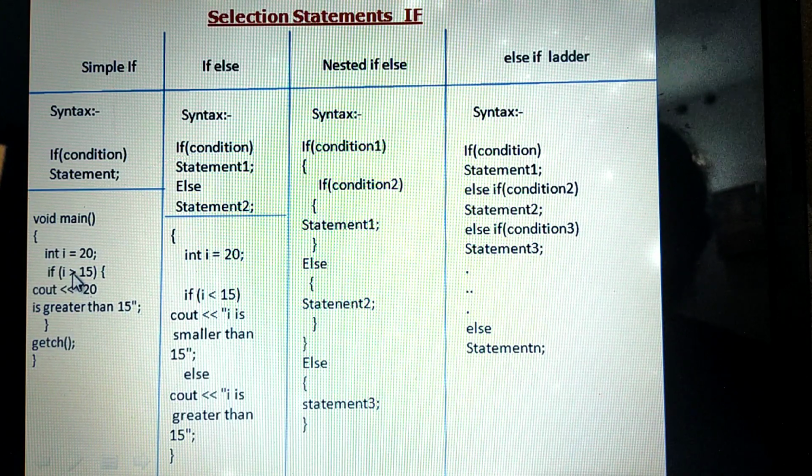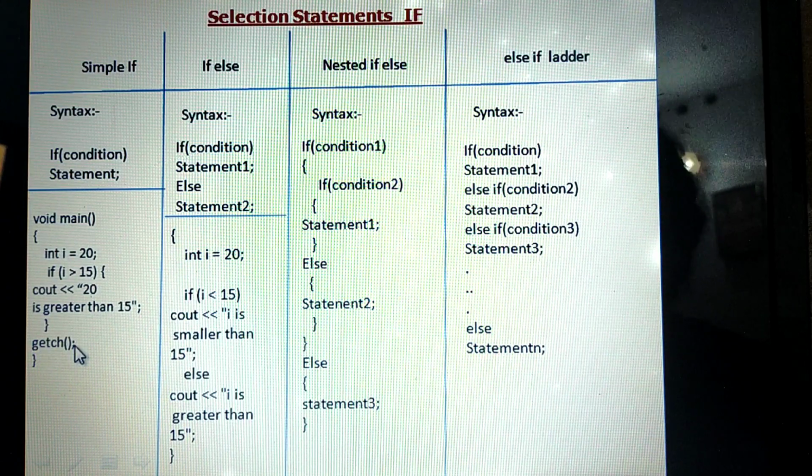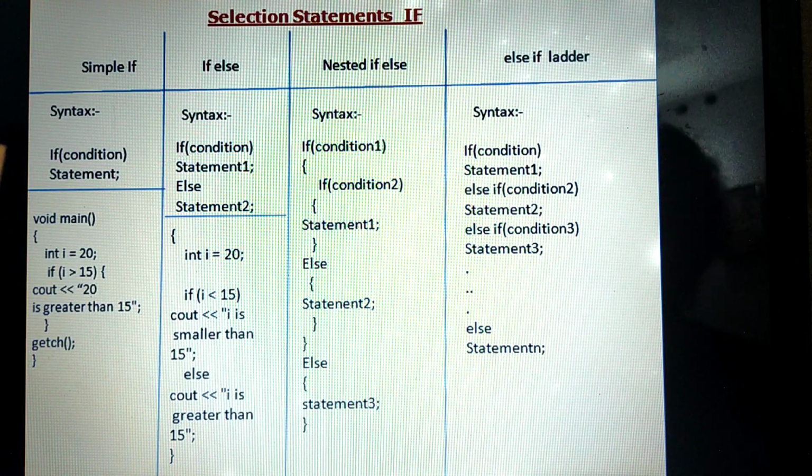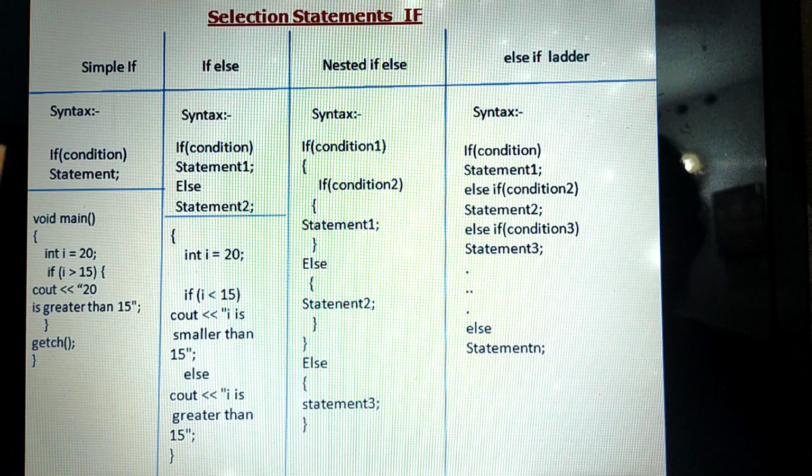In case this condition is not true, what will happen? We will go to the next line after the if statement, and getch will execute. This is the way we can use the simple if statement. In simple if, we can use only true conditions, not false conditions. But sometimes we need to use a false condition also. To overcome this drawback, we have another selection statement, the if else statement.